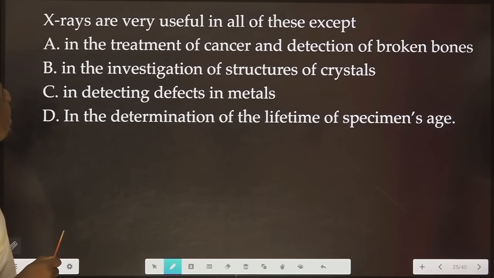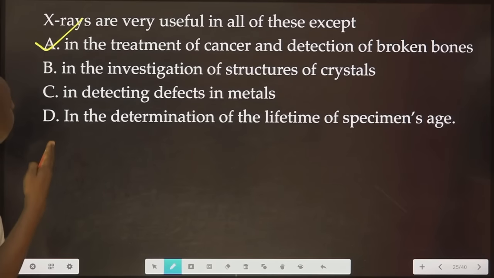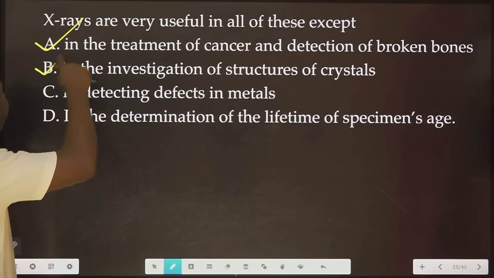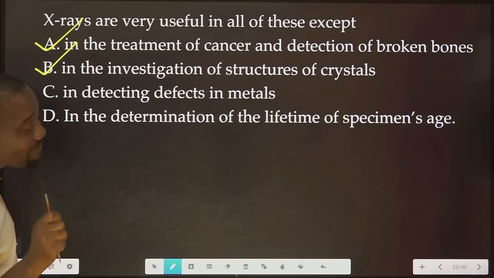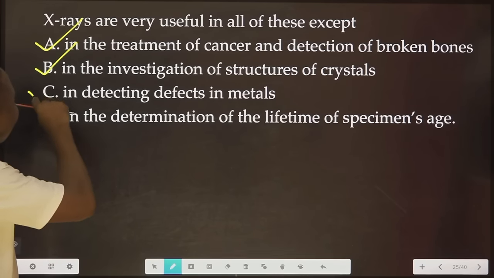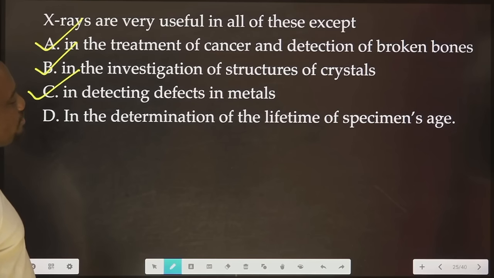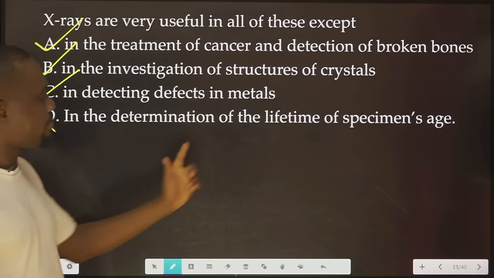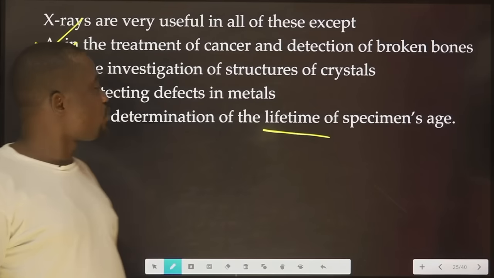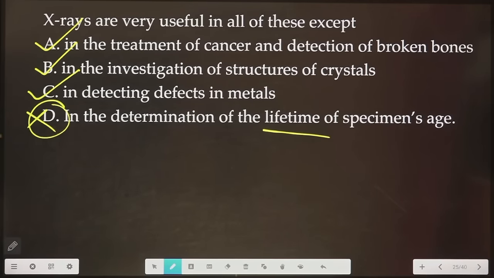Let's look at this. It says X-rays are very useful in all these except: A, in the treatment of cancer and detection of broken bones. Very correct. B, in the investigation of structure of crystal. Exactly, very correct. C, in detecting defects in metals. Very correct. D, in the determination of the lifetime of specimens' age. It's not possible. Lifetime, that is not the work of X-ray. So this is the answer. Okay?